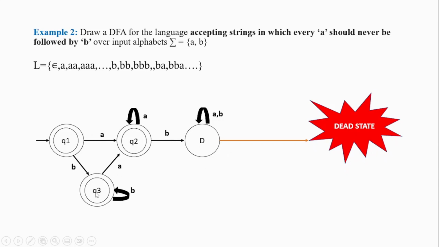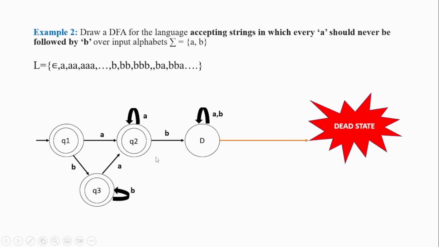So whenever C, from here if I see A, I will be in Q2. Then if I see B, dead state. From Q3 if I see A, I'm going to Q2. Again if I see B, dead state. From Q2 again if I see A, I will be in the dead state. So first draw the base condition. Okay, then start filling it.